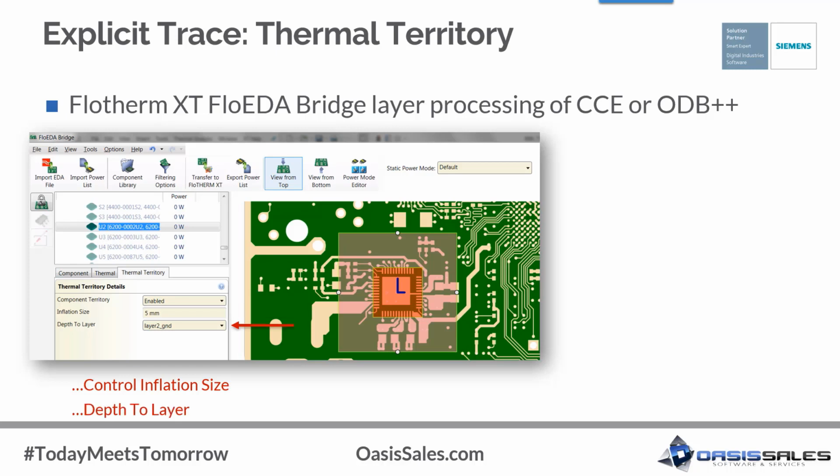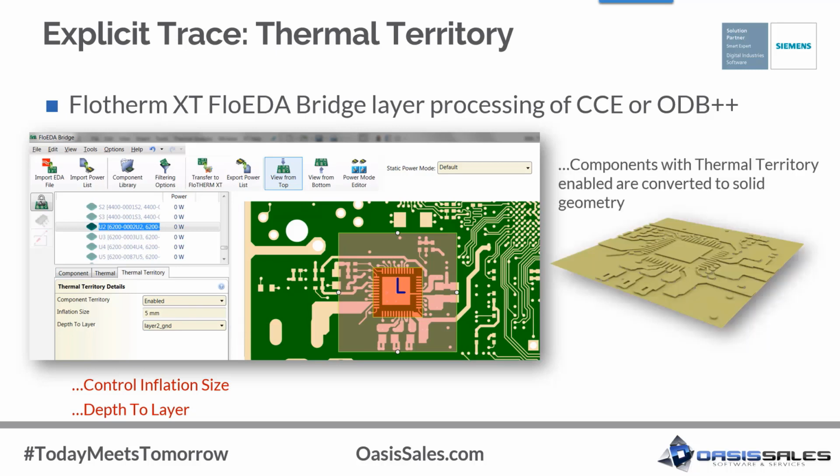The next setting is the depth to layer. How many layers, conducting layers within the board, should we resolve explicitly? The inflation size is shown around the component with the green border. Those components with the component territory enabled are converted to solid geometry. This is especially useful for capturing conduction paths near components. Let's take a more detailed look at thermal territories through an example.